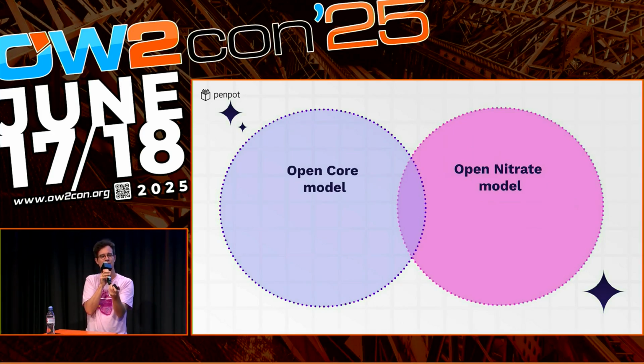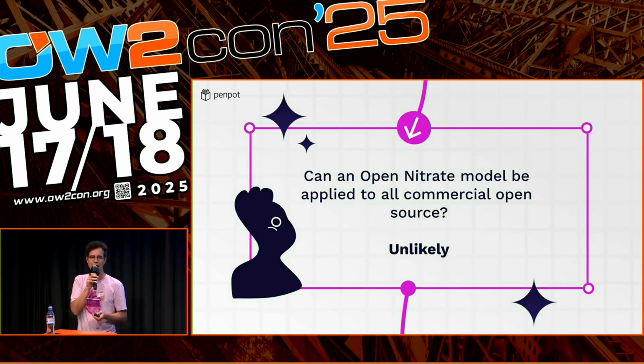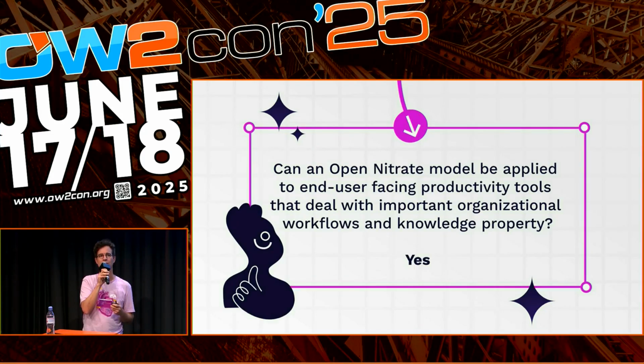But there is some overlap in this. There will be features that someone would say, oh, actually, that decision belongs to the Open Core model, and you could argue also that that could also belong to the Open Nitrate model. So can an Open Nitrate model be applied to all commercial open source? I think it's unlikely. But I think it's equally right to say that a tool like Penpot, an end-user-facing productivity tool for teams building things, perhaps can abide by an Open Nitrate model.